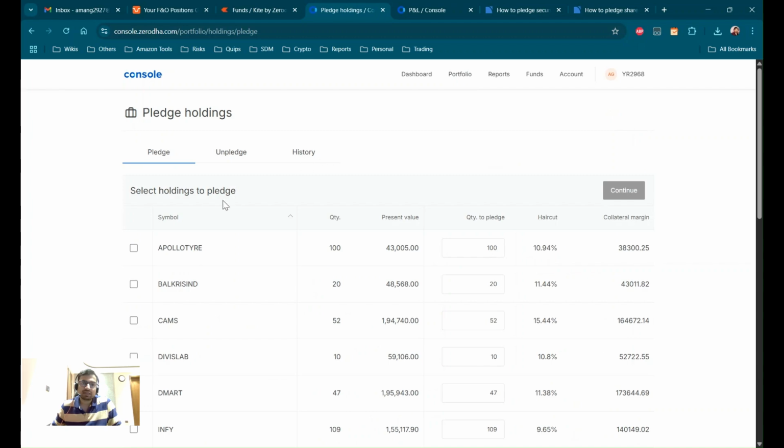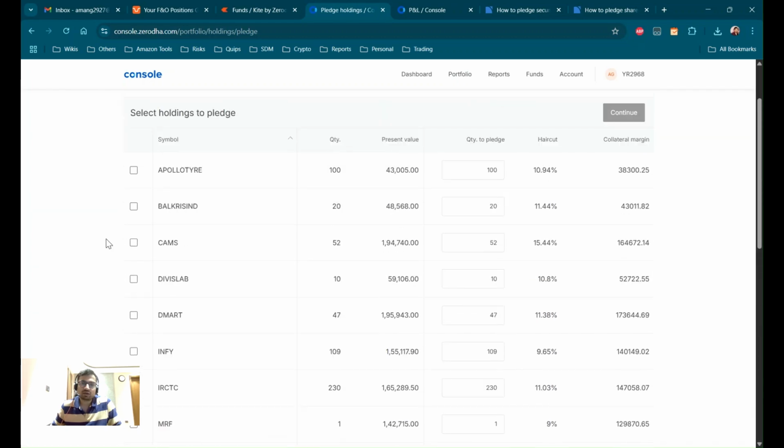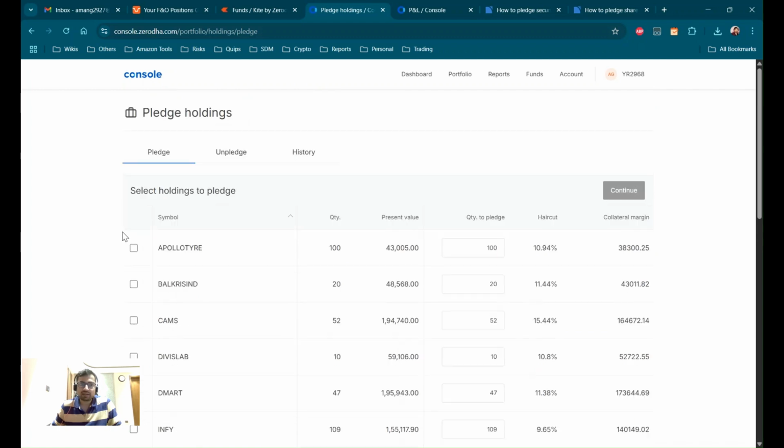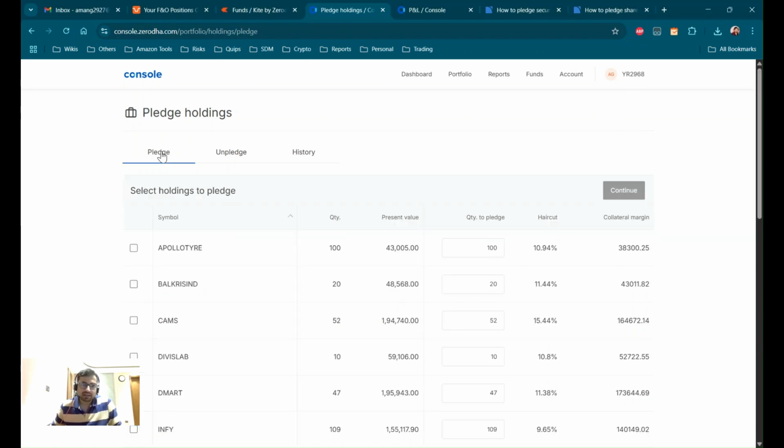When you click this, it will show you all your holdings which you can actually use to pledge for collateral. Right, let's say I select this and I continue. Okay, I think it has a specific timing to pledge, but okay, you get the idea. Right, from here we can select it. Obviously, whatever the amount there is, there would be some amount of haircut. For example, if I have 43,000 in this instrument, I can only use 38,000 as my collateral margin.